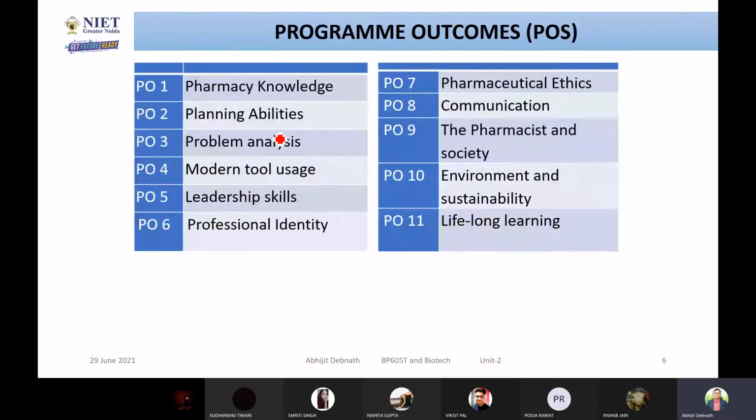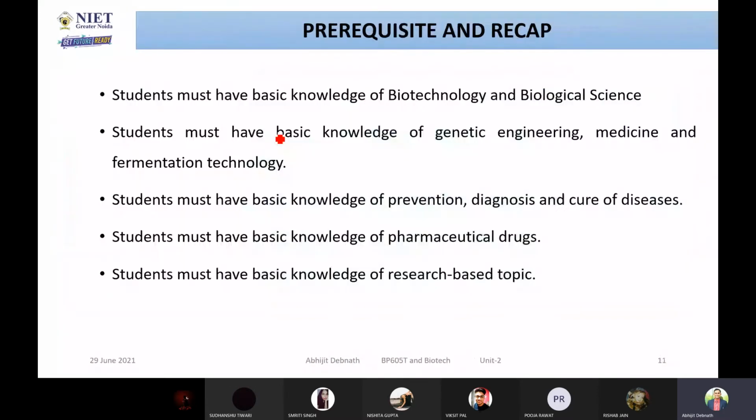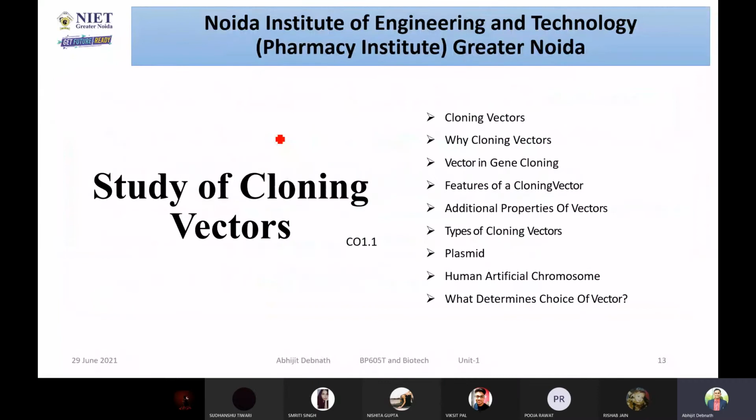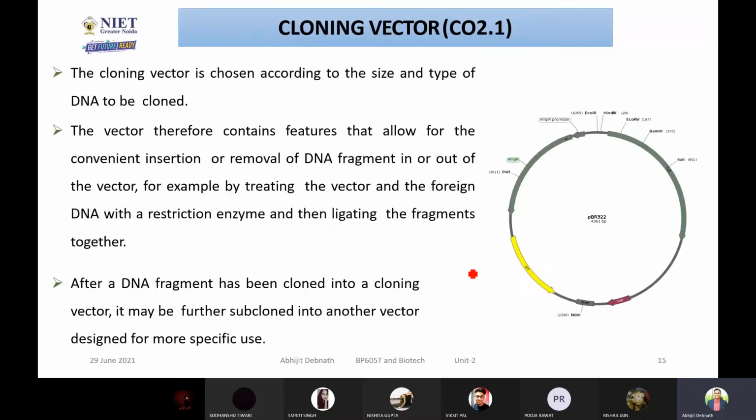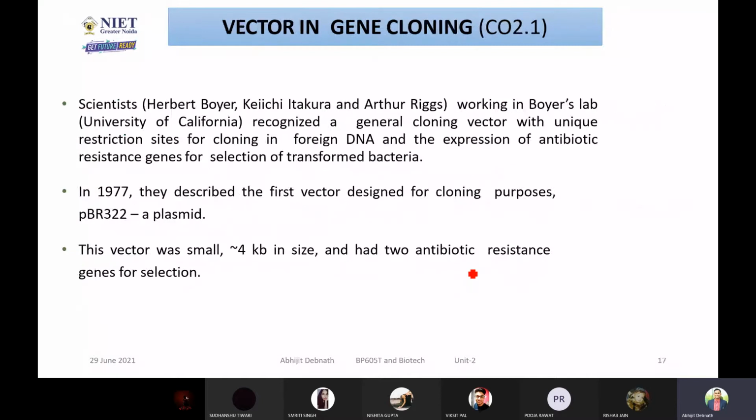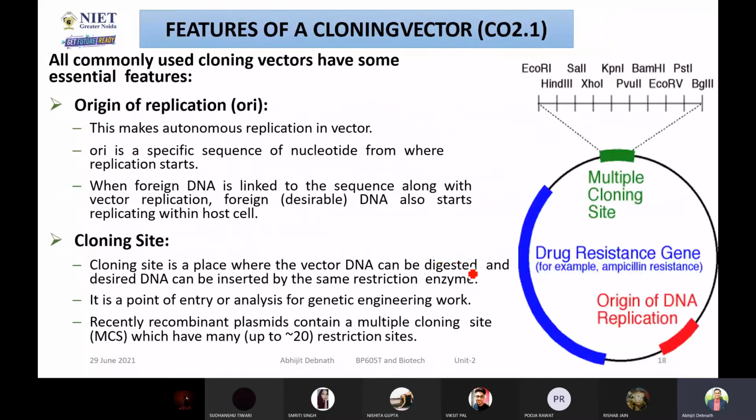So let me skip to my main agenda. So, study of cloning vector. In that part, we have seen what is a cloning vector, why we actually need a cloning vector, the various vectors in gene cloning, features, then additional properties of cloning vectors, what the types are, plasmid, human artificial chromosome, and what determines the choice of vector. We have seen these things in our previous days.